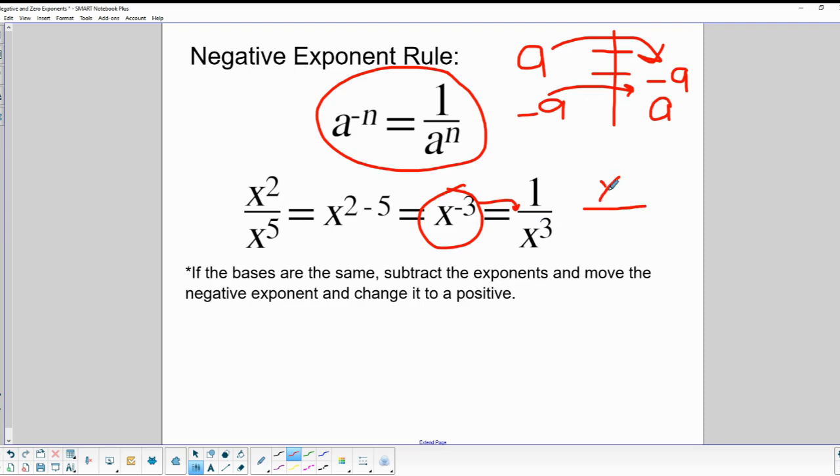If you have a negative exponent on the top, then just simply move it to the bottom, leaving a 1 in its place, and you can make it positive. And the same works if you have a negative exponent on the bottom, you can move it to the top and make it positive. So let's do a few of these so that you can start to see what we're talking about.